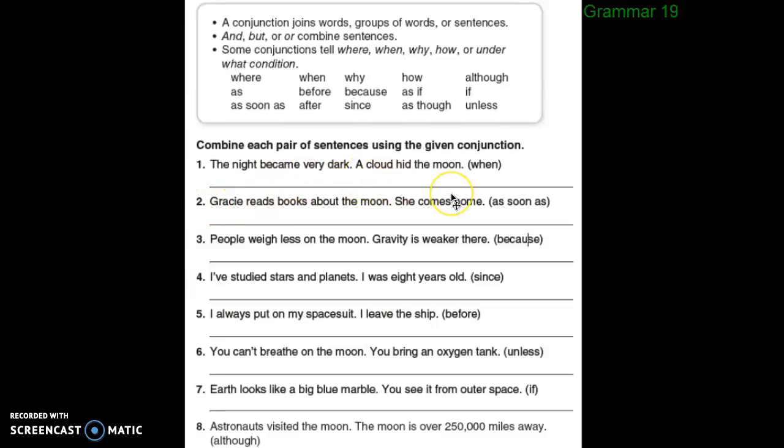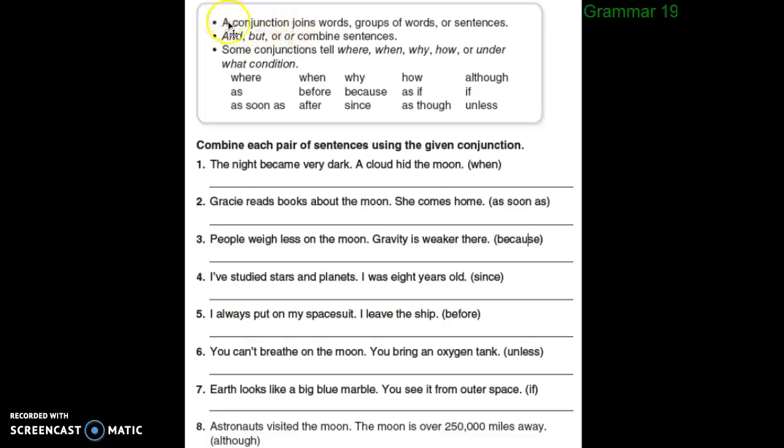Hi boys and girls, today we'll be completing grammar page 19, but before we get into your practice for today, I want to talk to you a little bit about the new skill you'll be learning today. We've been talking a lot about conjunctions. A conjunction is a small word like and, or, but that we use to make a sentence into a better sentence and it becomes a compound sentence.